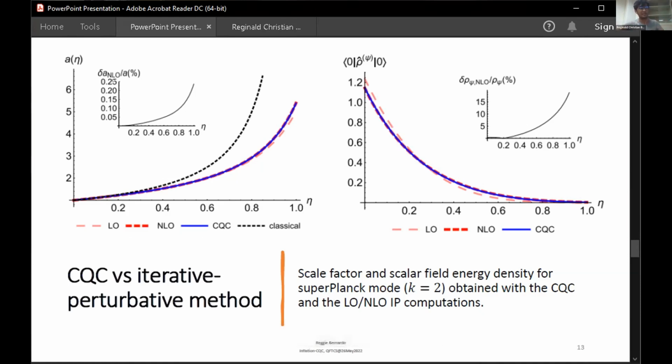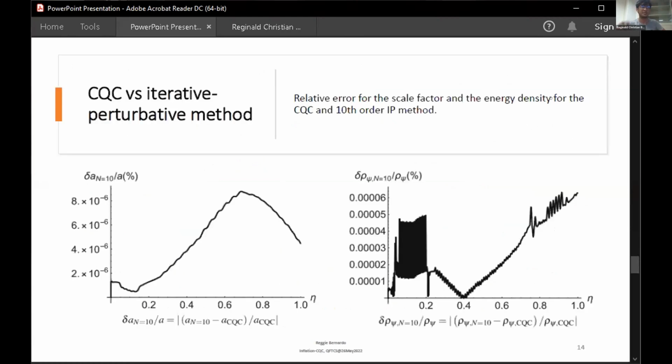And the plot here, the inset, is showing the percent difference between the next to leading order and the classical quantum correspondence. It's not the most impressive thing, but it's not bad. The highest is at sub-percent agreement between the CQC and our traditional method. The energy density performs much worse, you can go up to 15%, but it's still not too bad, I would say. I can increase the number, so I played around with the number of iterations, increasing it to 10.